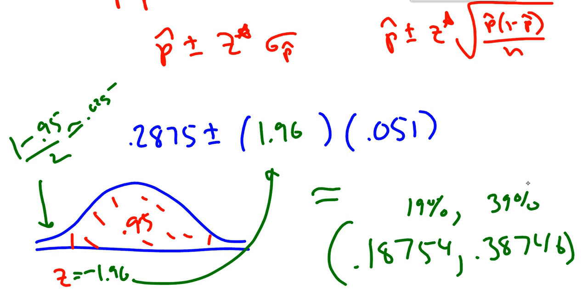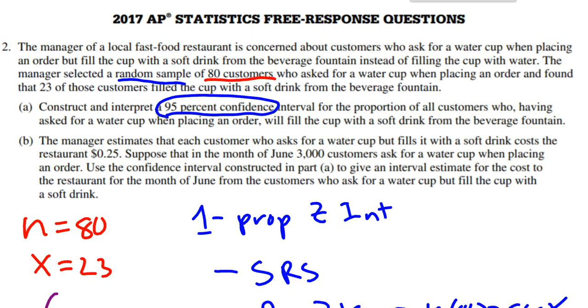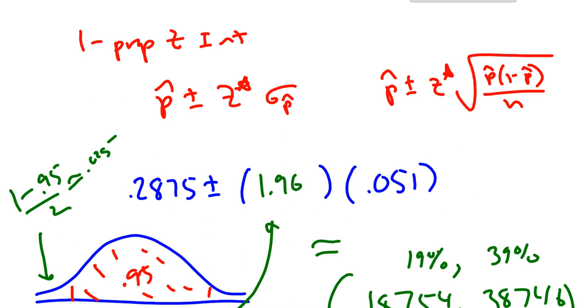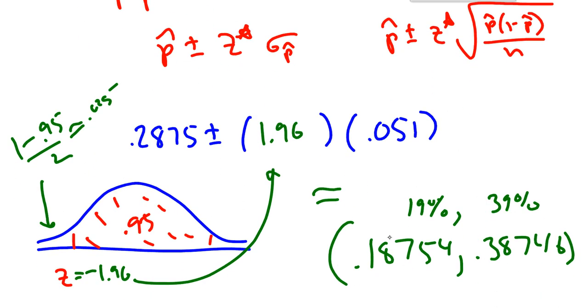So go back and interpret this confidence interval in the context of the problem. You'd want to say something like this. I would just look back at part A here, and let's use a highlighter for a minute. We are 95% confident that the proportion of all customers who, having asked for a water cup when placing an order, but will fill the cup with a soft drink, is somewhere between about 19% and 39%. So that would be a good way to interpret this confidence interval.